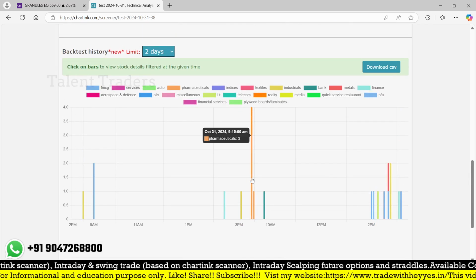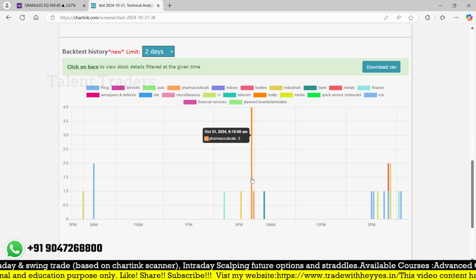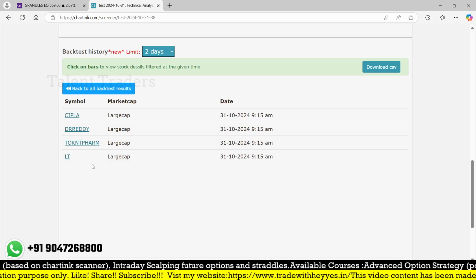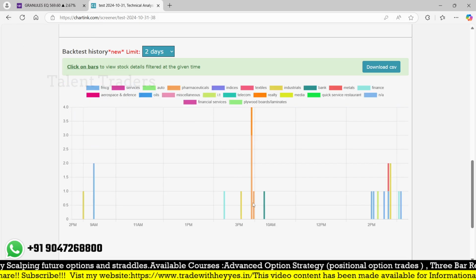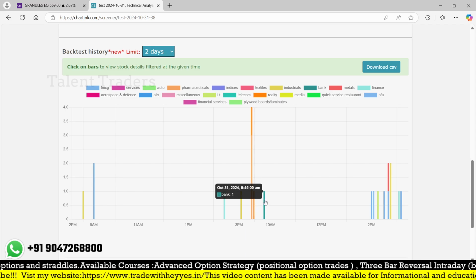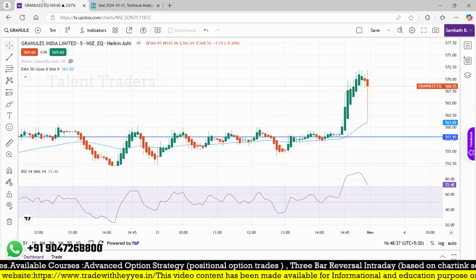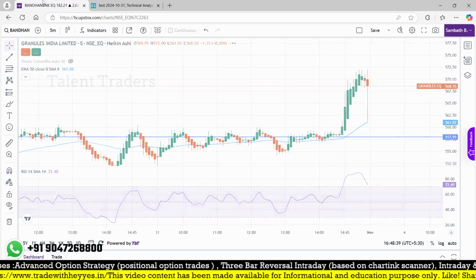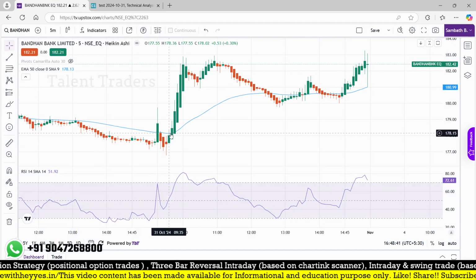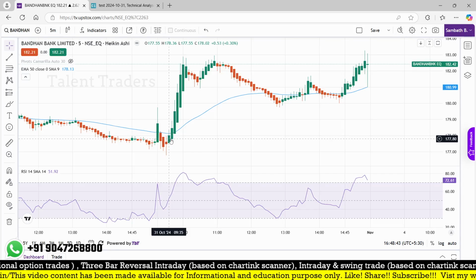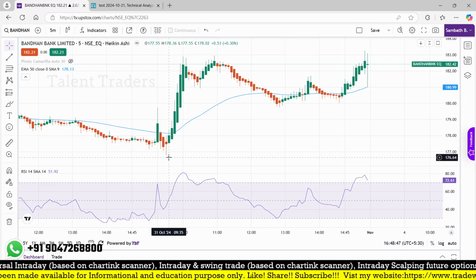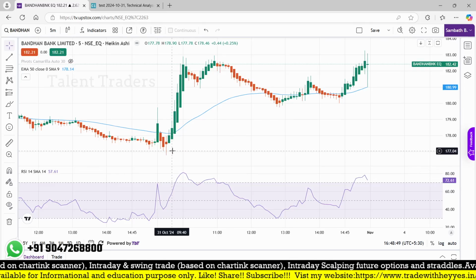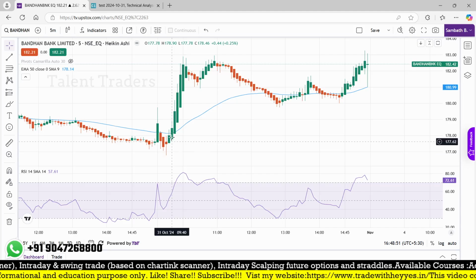So today, the 31st, at 9:15 we have stocks Cipla, Dr. Reddy, L&T. At 9:15 I'm not looking for intraday. So after 9:20, at 9:45 we have Bandhan Bank. So let me go for Bandhan Bank. Let us work for an intraday average. Here at 9:40 is the candle, then 9:45, because at 9:40 the RSI is 57.